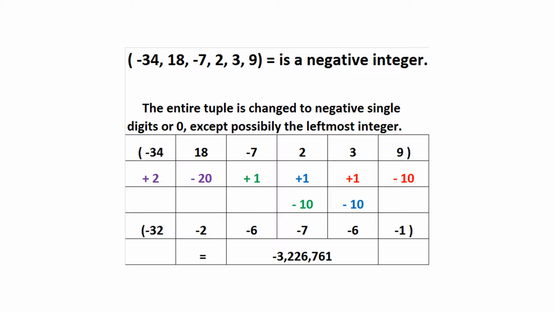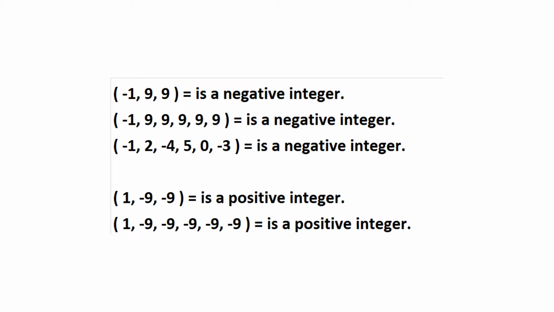We factor the negative out, and you have left -3226761. That's -3,226,761.